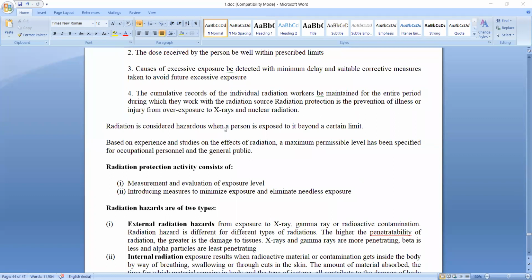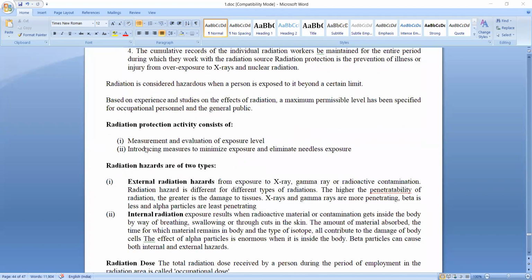automatically there is a hazardous situation, meaning he will suffer in future. Okay, next one, a radiation protection activity consists of measurement and evaluation of exposure levels and introducing measures to minimize the exposure and eliminate needless exposure. Okay, these two things come under radiation protection.